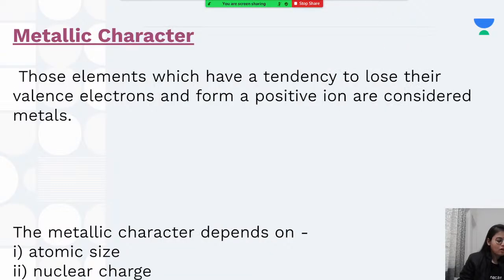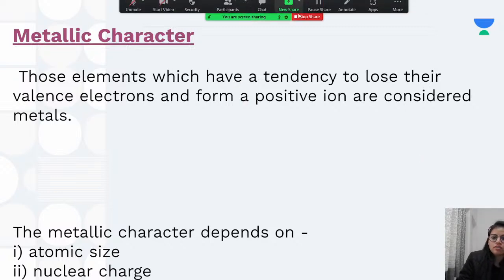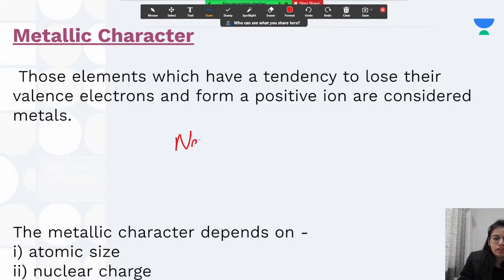Okay, next let's talk about the metallic character. The elements which have the tendency of losing the valence electron to form a positive ion are considered as metals. Now if I take the case of sodium, you all might know that sodium readily gives its one electron to form what? The positive ion.